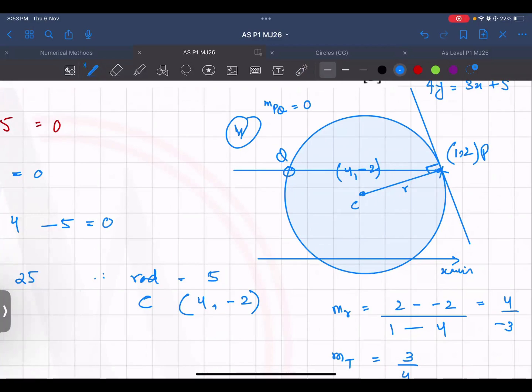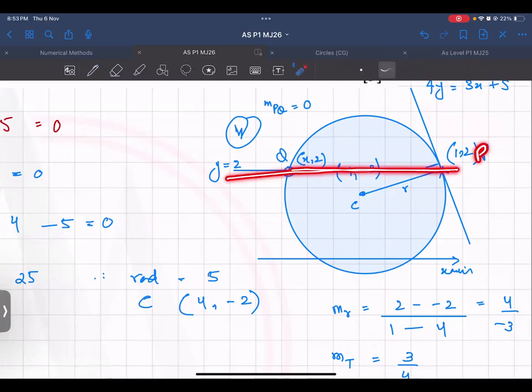And we also know that the y coordinate will not change because it is horizontal. So y will be 2. We don't know the value of x. We know the value of y for Q because it is horizontal, at the same level as P. So the y is 2. We don't know the x yet, so we will have to find that out.